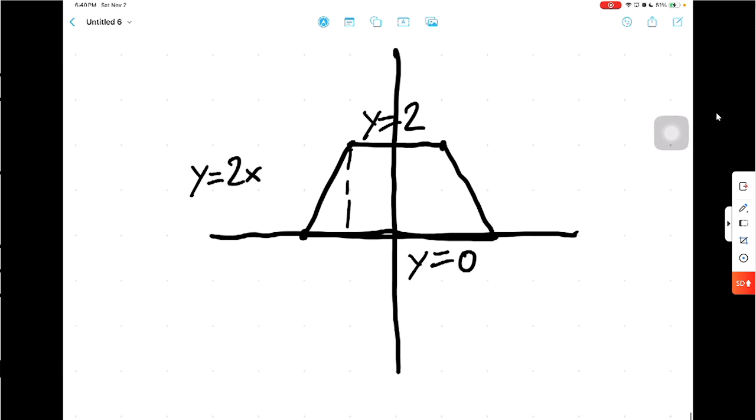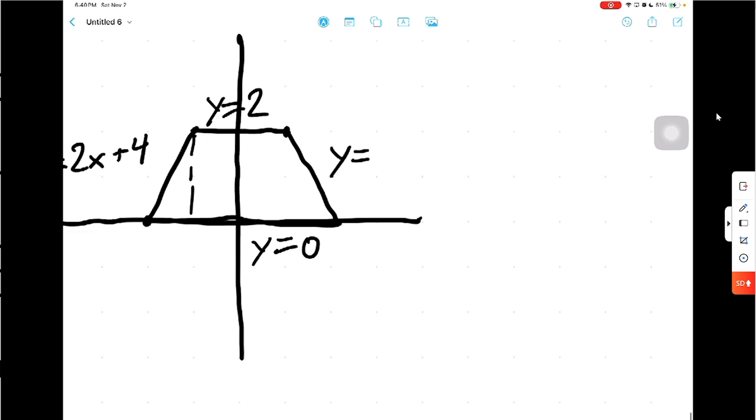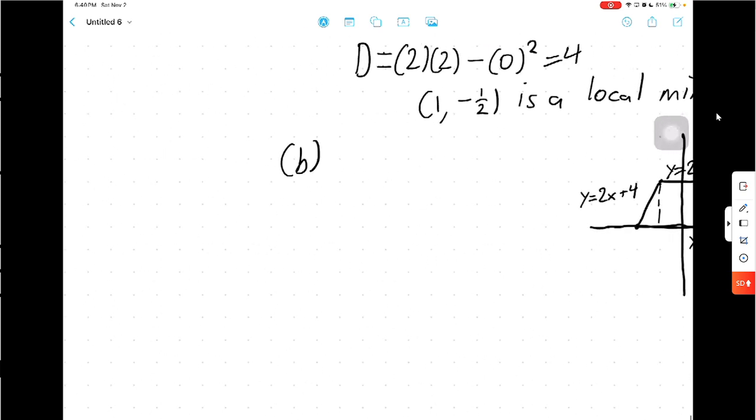So y is equal to 2x. At negative 2, we need it to be 0, so I'm going to add 4. And then this one is the other way. And then at 2, we need it to also be 0, so add 4 again.